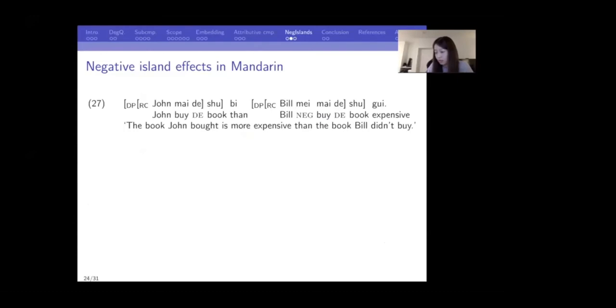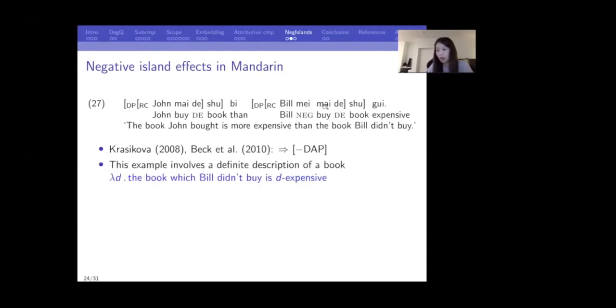So 27 has a reading that the book John bought is more expensive than the book Bill didn't buy. Krasikova, followed by Beck and Dahl, takes 27 as evidence that Mandarin is insensitive to negative island effects, and therefore argues that Mandarin lacks degree abstraction, saying that the than clause in Mandarin does not denote a set of degrees. But it's not really the case. 27 is structurally different from those sentences with negative island effects. As we have marked here, it involves relative clauses. So it actually involves a definite description of a book, which is surely interpretable.